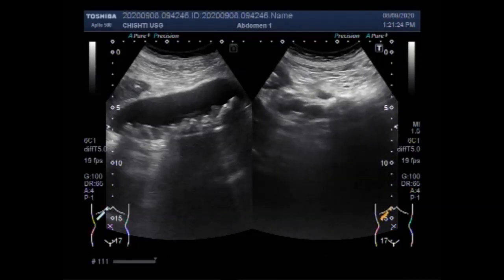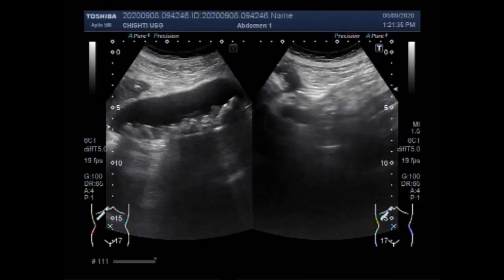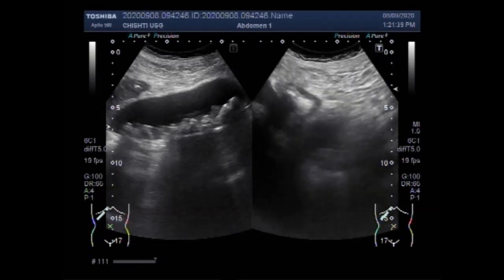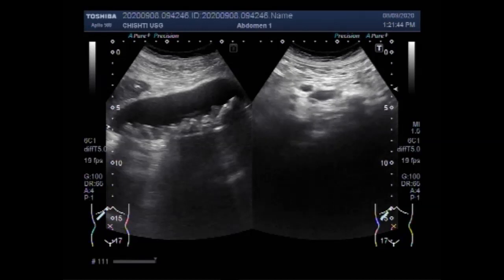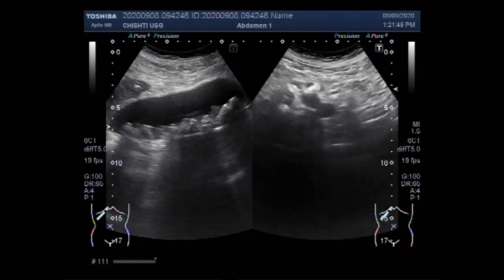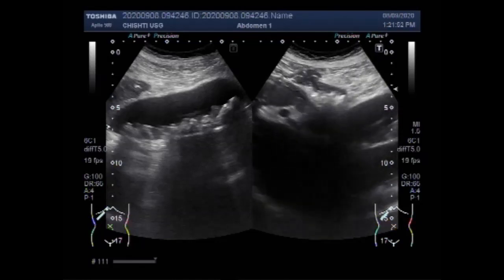Now you can see the scanning of the bile ducts and you can see a stone in the intrahepatic portion of the biliary duct. But there are multiple stones in the bile duct also, as there have been in the gallbladder itself.